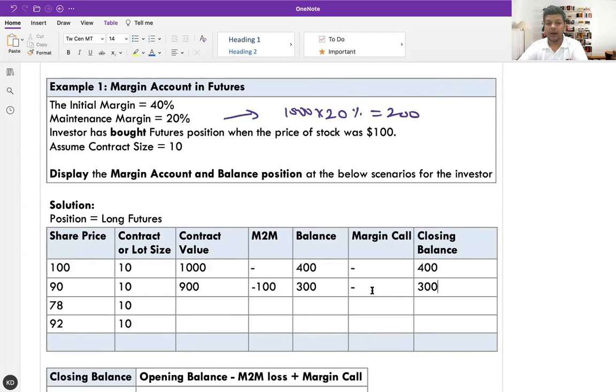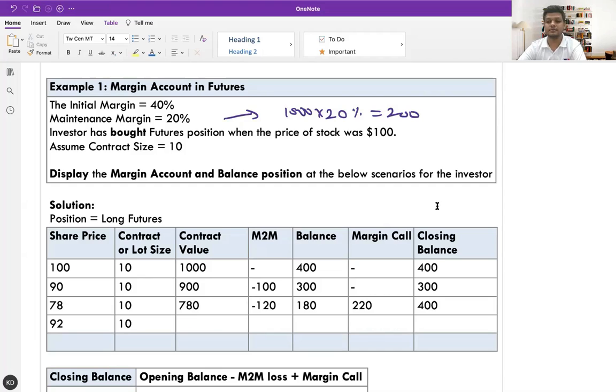So it's 300. Will I get a margin call? No. Now when the price goes to 78, my value is 780. So from 900 to 780. Why 900? Because from 1000 to 900 is settled. Daily settlement. From 900 to 780, how much is the loss? 120. And the balance will become 180. Will I get a margin call? Yes, because it is going below 200. How much do I have to deposit? I have to deposit till the initial margin, which is 400. So I have to deposit not 20, but 220, so that it becomes 400.